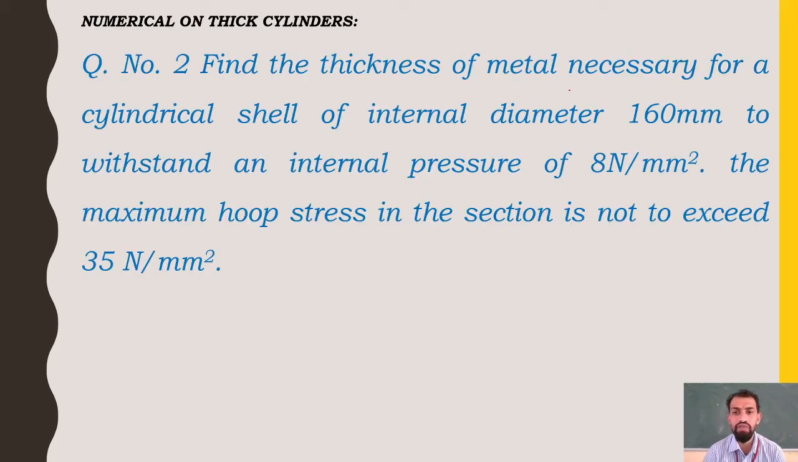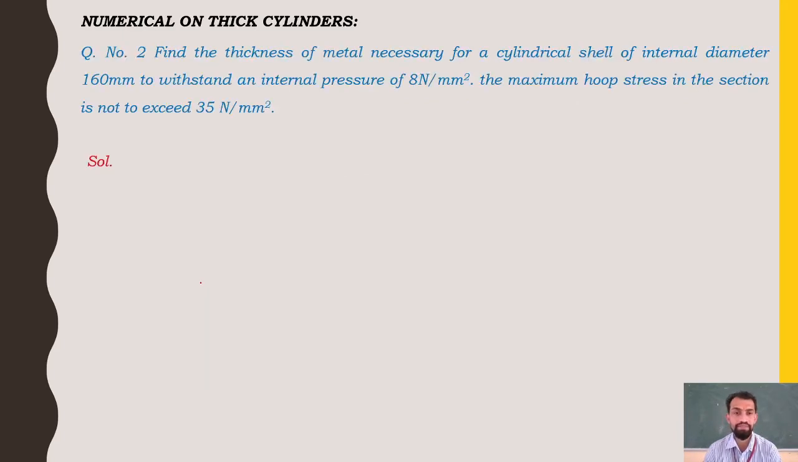Find the thickness of metal necessary for a cylindrical shell of internal diameter 160 mm to withstand an internal pressure of 8 Newton per mm square. The maximum hoop stress in the section is not to exceed 35 Newton per mm square. So it should not exceed.